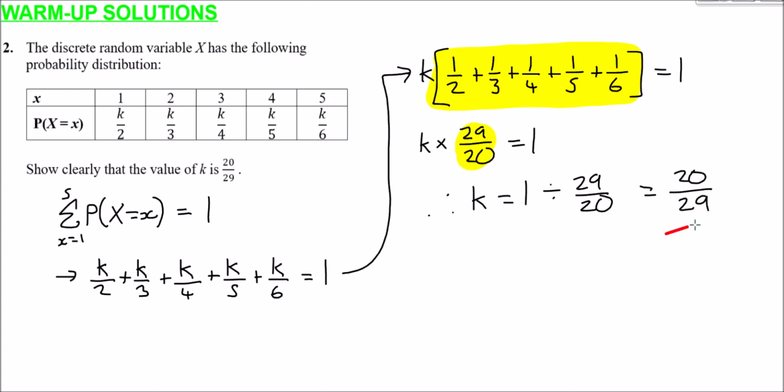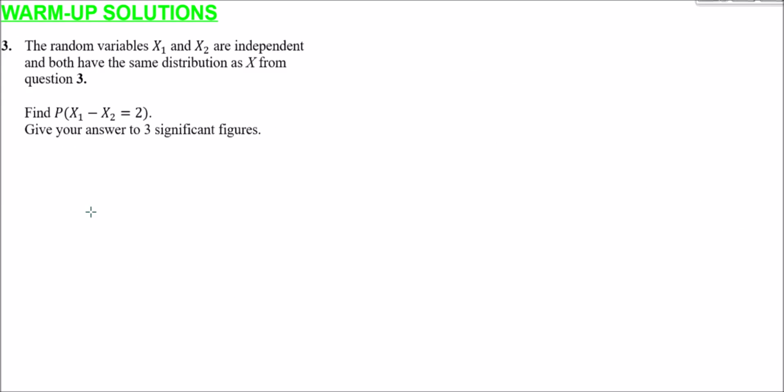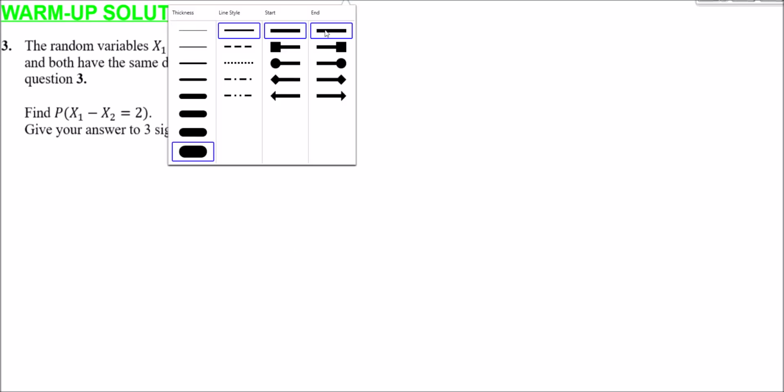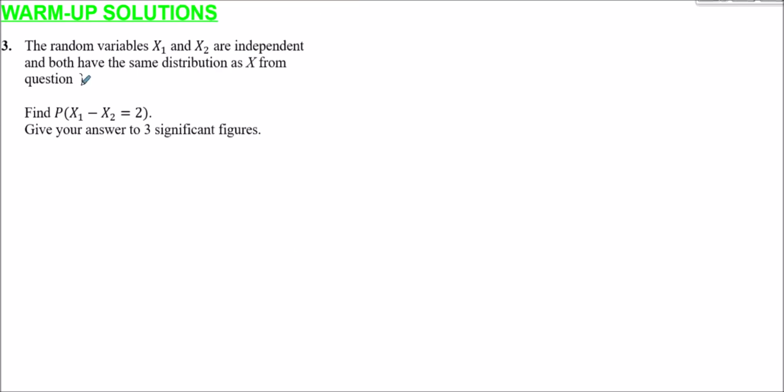We're going to use question 2 to do question 3 for the next warm-up question. So let's now have a look at the third and final warm-up question. We've got here that the random variables X1 and X2 are independent and both have the same distribution as big X from question 2. I do apologise, that should say question 2. Very slack, I do apologise. So find the probability that X1 minus X2 equals 2. Give your answer correct to 3 significant figures.